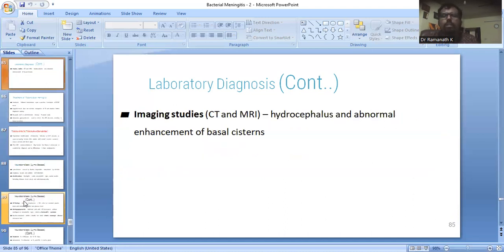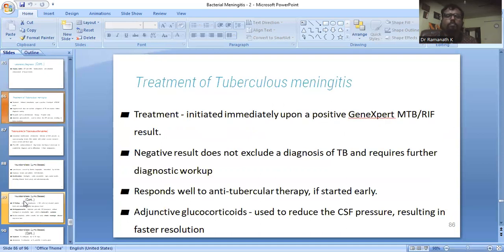And also for the supporting studies, we can do the CT and MRI of the brain, where hydrocephalus and abnormal enhancement of basal cisterns can be observed. That is a supportive test for the confirmation of this particular disease, that is tubercular meningitis. How to treat this particular infection in the patient? How can we treat the patient?